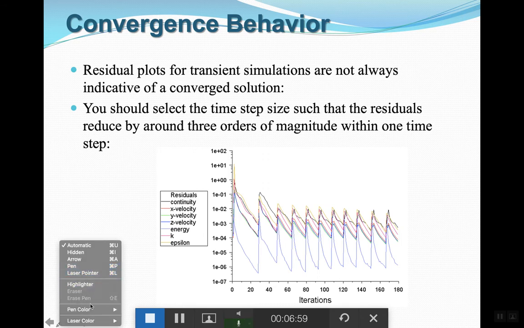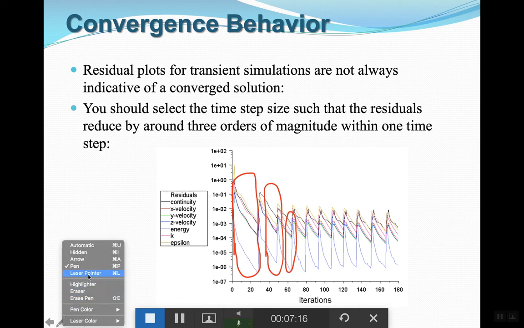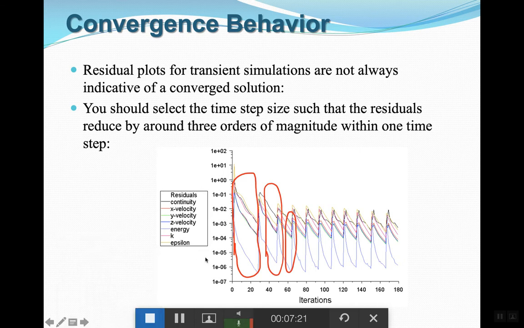But here, you can see that actually you can divide your residuals into some mini steady state behaviors. Let me open the pen. So what happens here is that these are representative of each time step. In each time step you have an initial guess, you start iterating, and these are those 20 iterations.